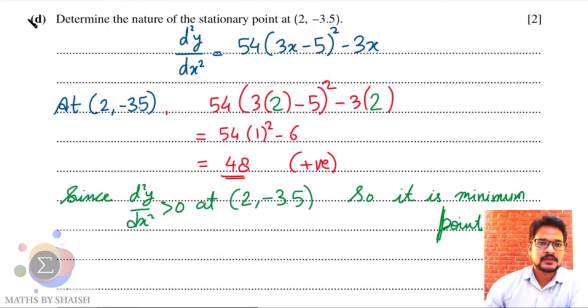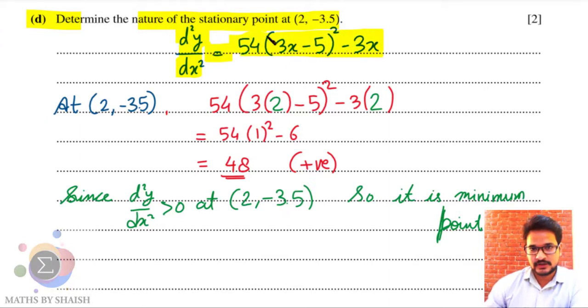Now the d part is determine the nature of the stationary point. Once they have asked to find the d2y over dx square, it means they want you to find the nature of the stationary value, stationary point. So the stationary point is 2, minus 3.5. We know that when d2y over dx square is less than 0, it is a maximum, and greater than 0, it is a minimum. So all we need to do is substitute these values into d2y over dx square.